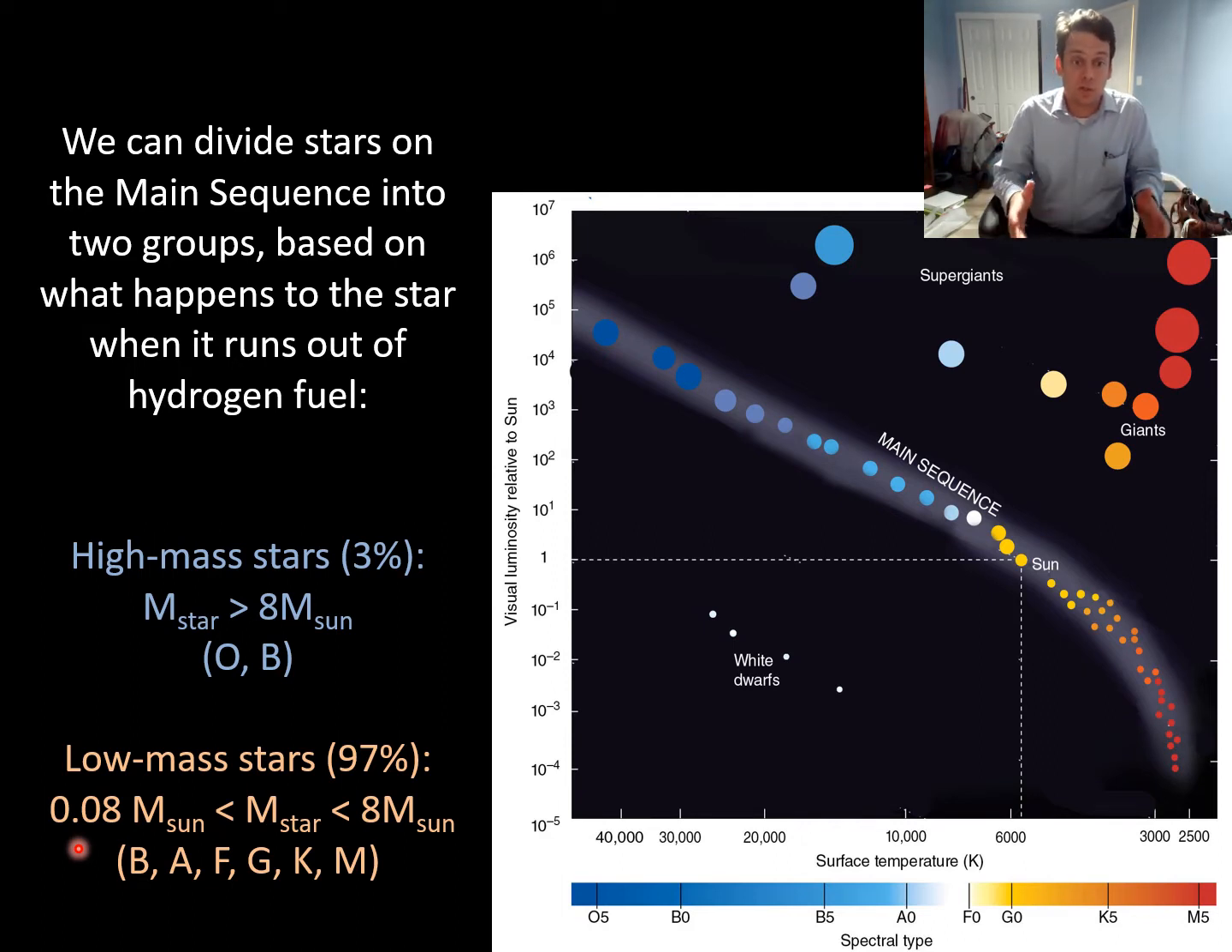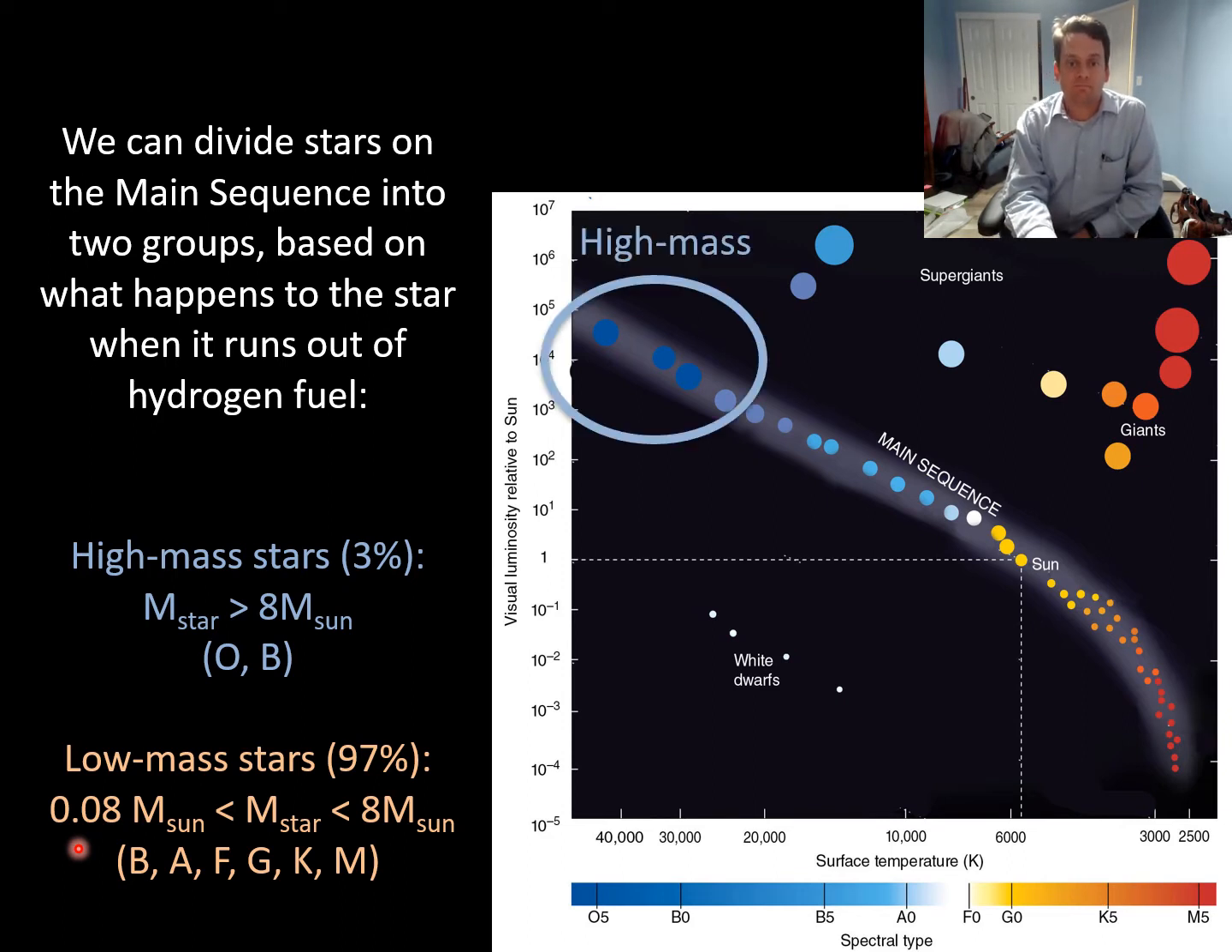And so we're going to kind of leave that to the side. But now the question is, we're going to focus on these low mass stars and ask, well, what happens to these things when they finally reach the end of their main sequence lifetime?